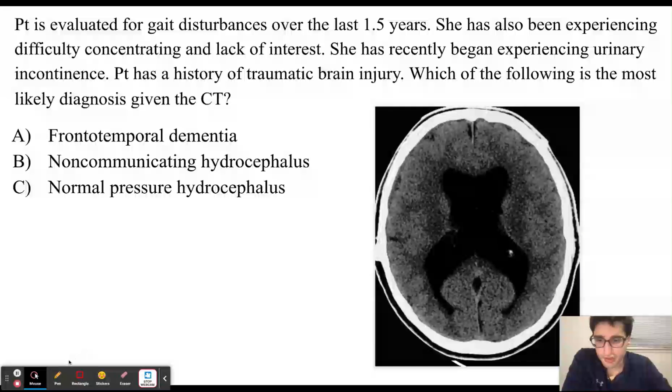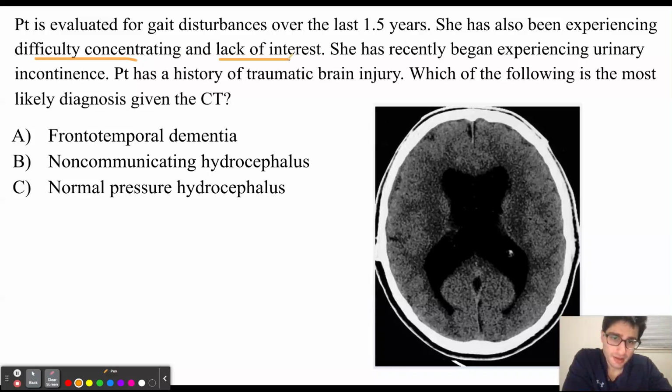If you go back to the question, we see the ventricles being dilated. And when these ventricles dilate, they're going to compress or disturb the periventricular fibers that are going to be running along. And when it does that, patients can experience cognitive symptoms like difficulty concentrating and lack of interest. They can also have urinary incontinence over time.